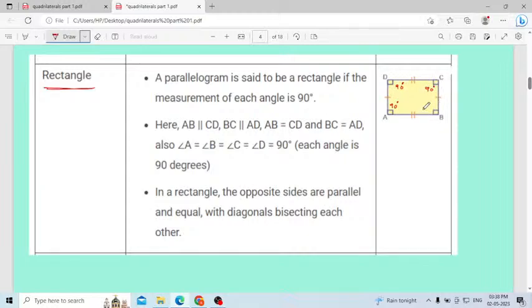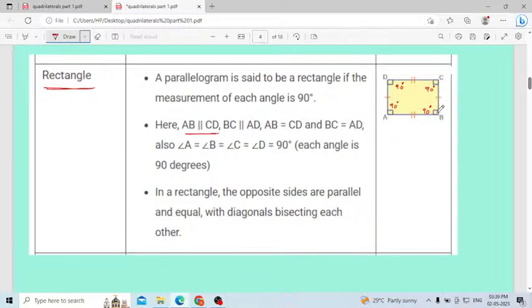Therefore, a rectangle is also one of the types of a parallelogram, but the measure of each angle is 90 degrees. Here the opposite sides are parallel and equal. You can consider AB is parallel to CD, and BC is parallel to DA. Yes, these are the two pairs of parallel sides.